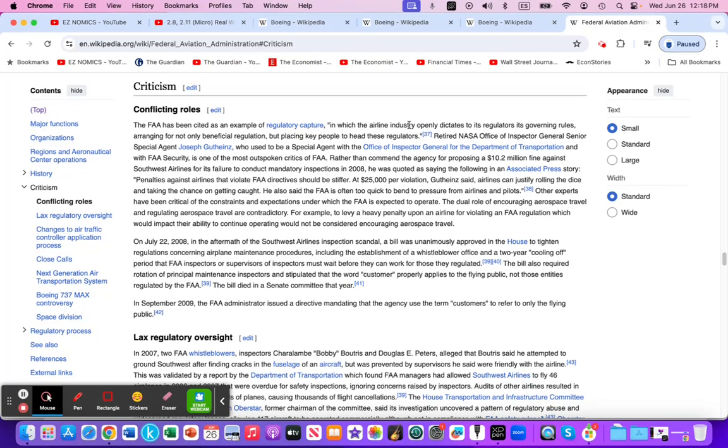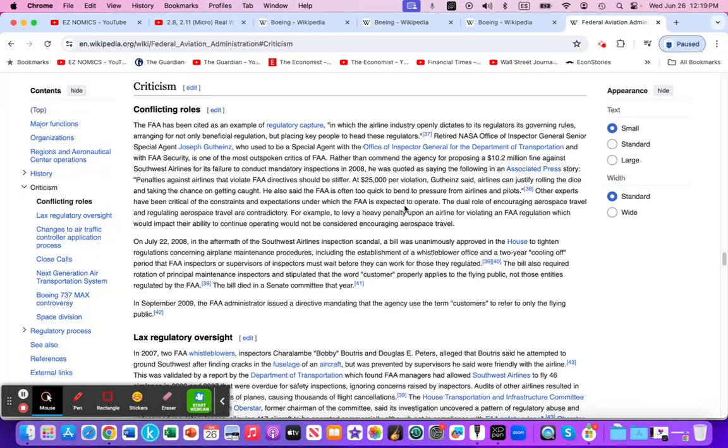So basically, the airline industry, Boeing, is telling the regulators what the rules should be for themselves, in which the airline industry openly dictates to its regulators its governing rules, arranging for not only beneficial regulation to these firms like Boeing, but placing key people to head these regulators. Retired NASA Office of Inspector General Senior Special Agent Joseph Gutheinz, who used to be a special agent with the Office of Inspector General for the Department of Transportation and with FAA Security, is one of the most outspoken critics of the FAA. And it just goes on and on and on.